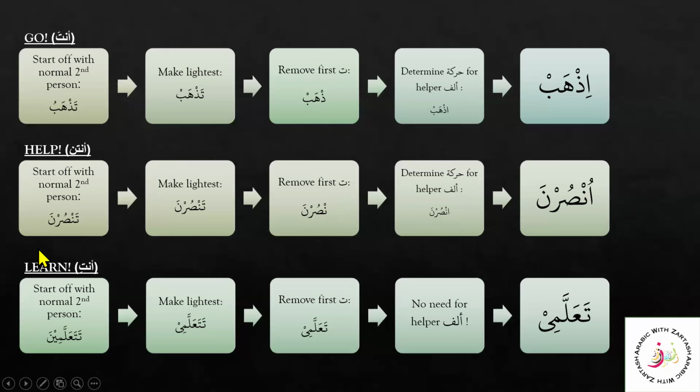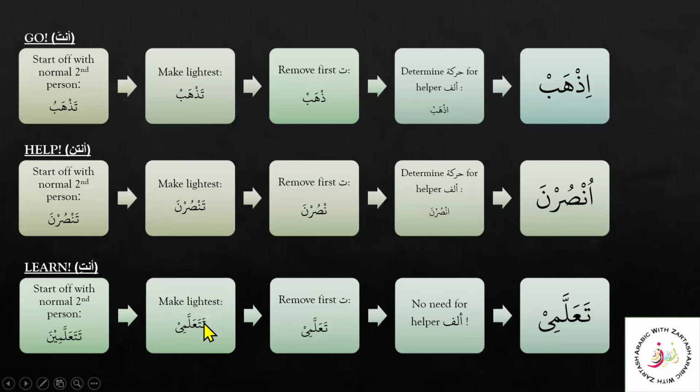Alhamdulillah. Now the next siga is anti, and we have taken the word tata'allamina. We know that this is the second person feminine and it is one of the afal al khamsa. So here, first make it lightest, and we know that for the afal al khamsa, the sign of making it light is the hazf of the noon, or the dropping of the noon. It becomes tata'allami. The next step that we are going to follow is to remove the ta.